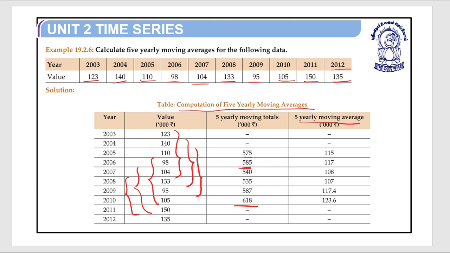So 5 yearly moving average: 575 divided by 5. 5 ones are 5, 5 ones are 5, 5 fives are 25. So 115. 585 same way here. 5 yearly moving totals divided by 5, so you will get the 5 yearly moving average.